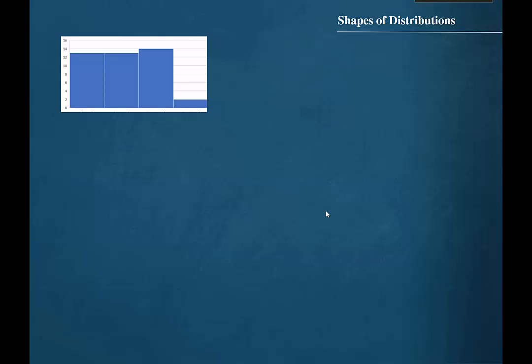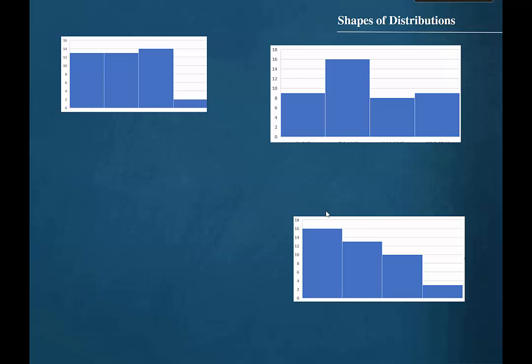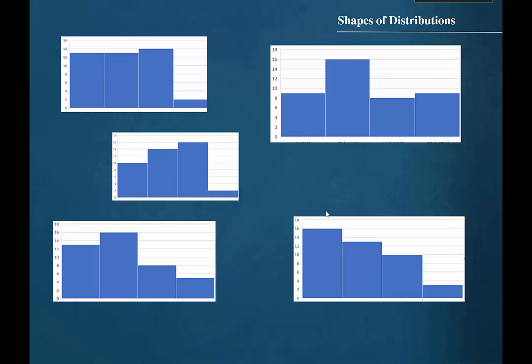It is important to be able to recognize the shapes of data distributions. The shape of the distribution usually determines the appropriate method that a statistician should use to analyze the data.